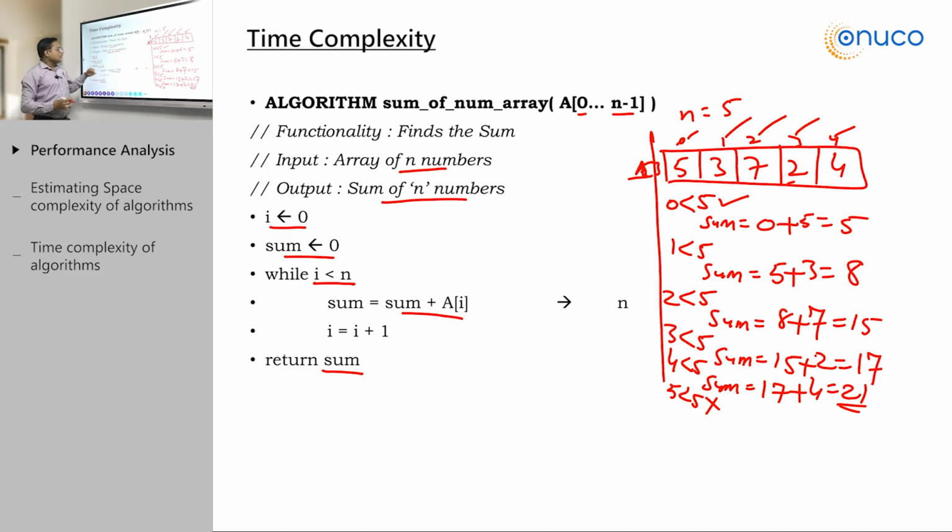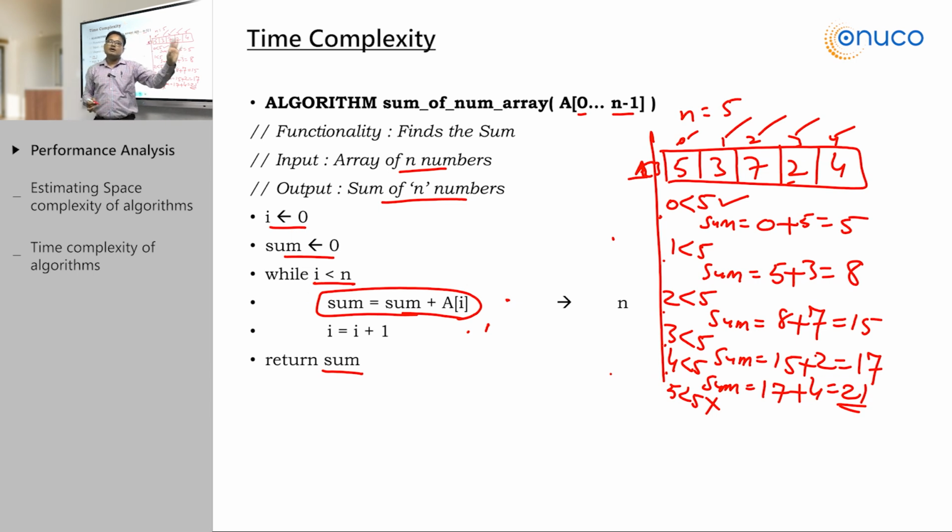Now, what I said: basic operations or single operations you are going to repeat again and again. So basically this sum is equal to sum plus a of i, we are going to repeat again and again. How many number of times have I done it? Look, 1, 2, 3, 4, 5 times. Since n is equal to 5, we have done it 5 times. If n is 100, 100 times. If n is 1000, 1000 times.